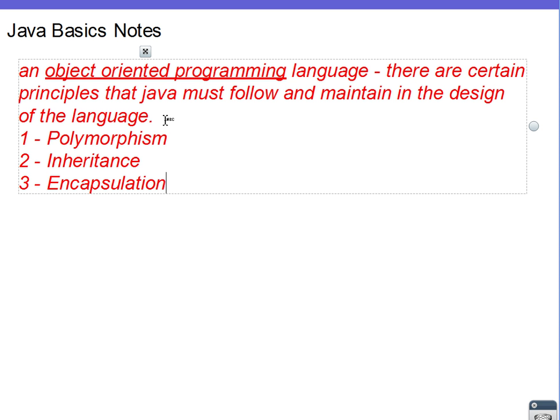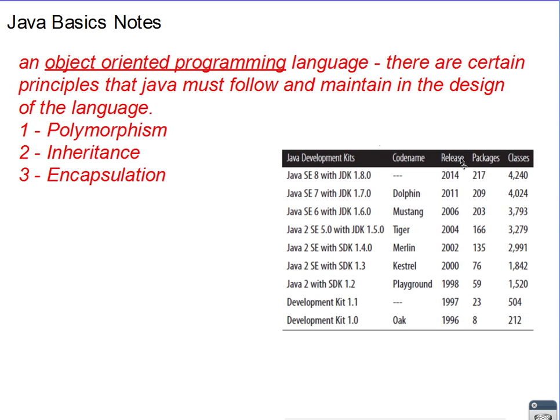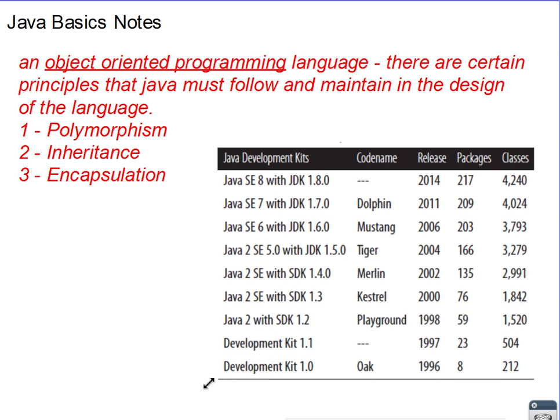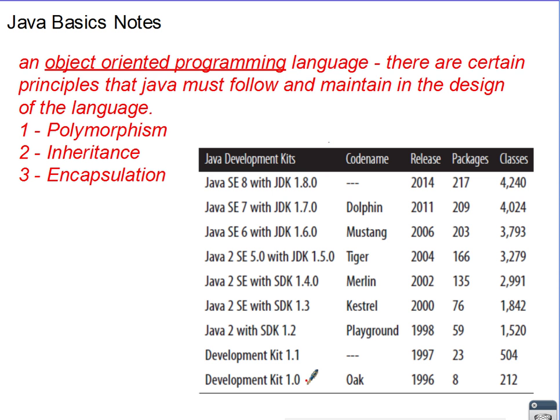So a little bit about the history of Java. The first release of Java, it's actually not that old of a programming language in terms of programming languages. Okay? The first release of Java came out, as you can see down here. It was what they call Development Kit 1.0. Its nickname was Oak, and it was released in 1996, January of 1996, I believe. It had 8 packages, which we're going to learn about in a few minutes, and a total of 212 classes. So it was relatively small. It was just starting out.